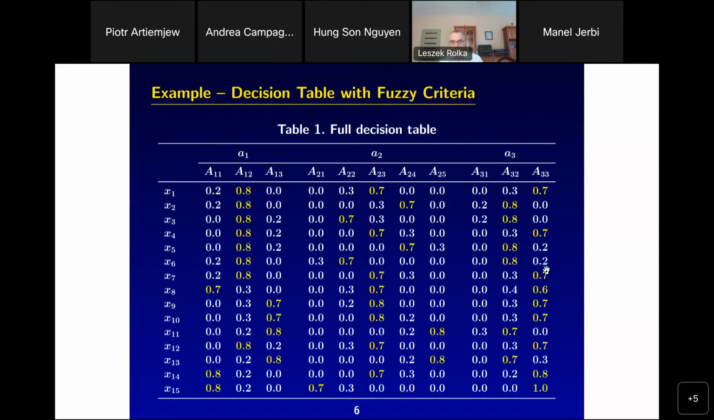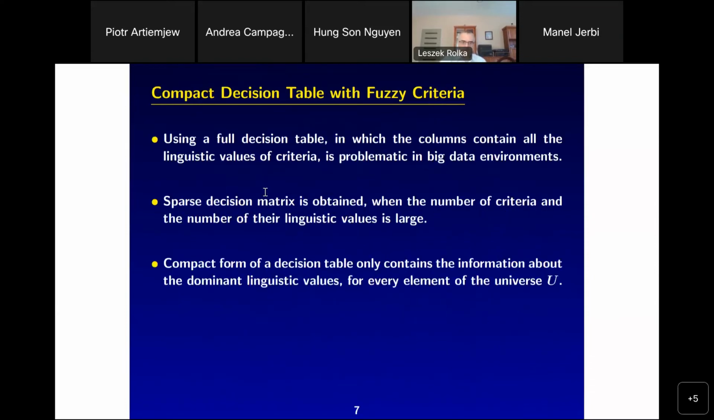This is an example of a decision table that contains 15 alternatives, and we can see there are 4 criteria, 2 of which have 3 linguistic values, and the others have 5 linguistic values. Membership degrees of the dominant linguistic values are emphasized by the yellow color. We can check that all the conditions are satisfied for every membership degree. However, because only 2 neighboring linguistic values are activated, there is a drawback of using a full decision table.